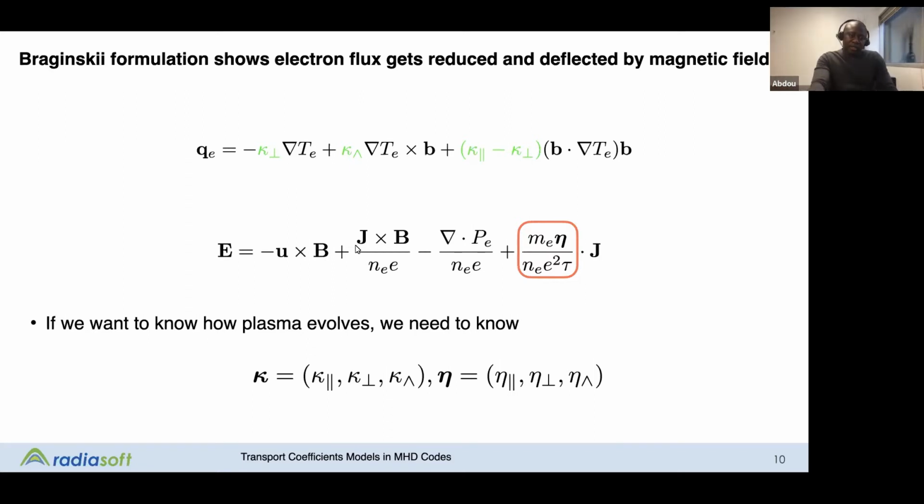I also put here the generalized Ohm's law for the electric field, which is written with the usual terms here. This is just the Lorentz force, and the usual J cross B. The pressure gradient also generates fields in the plasma, so that is accounted for. The term that we are really interested in here is the resistivity contribution to the electric field, and this is a tensor. So you have these different components, parallel and perpendicular, the same as for the heat flux.